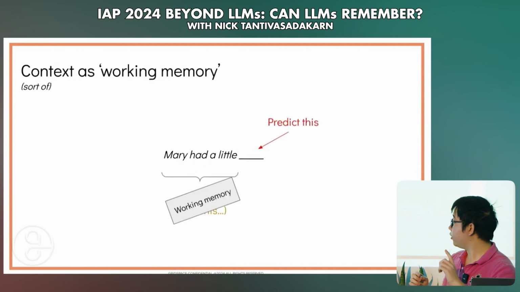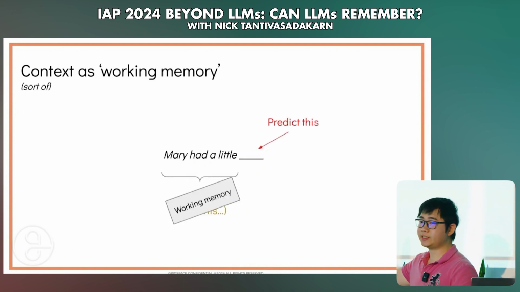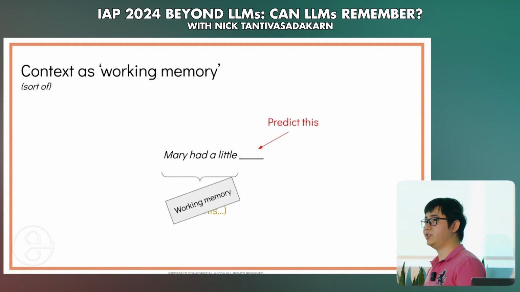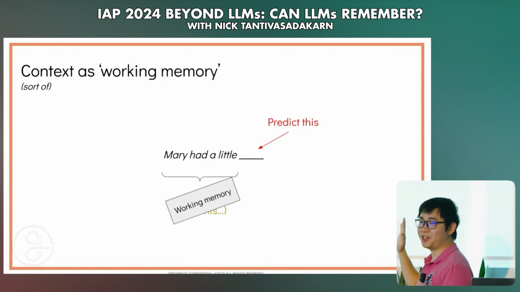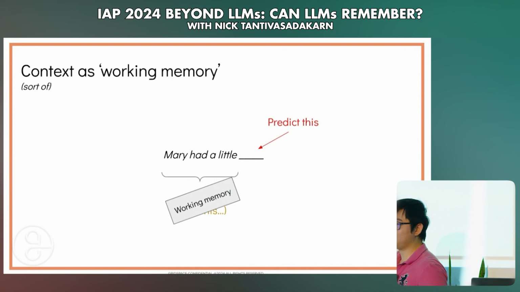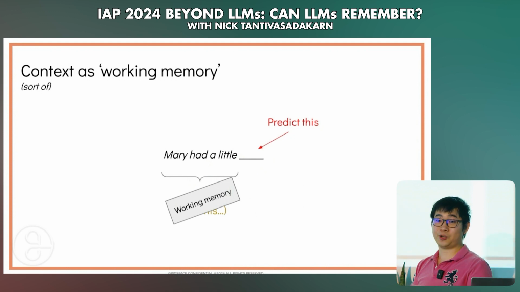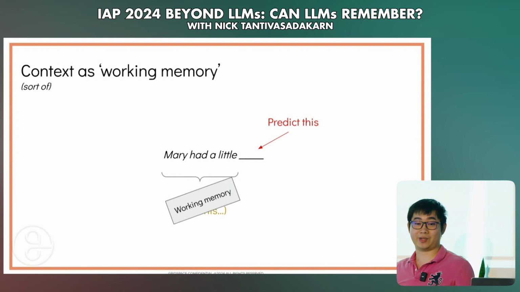So we could think of this context as some kind of working memory. And there are multiple similarities to human working memory. For example, it could be short term. If I just casually wipe out this context, the LLM wouldn't be any the wiser as to what happened so far.